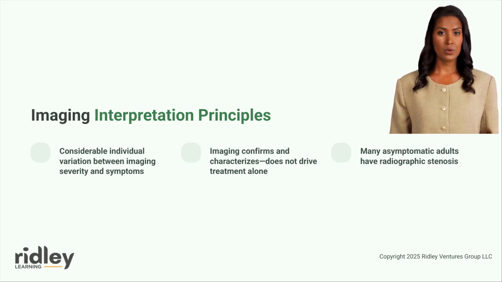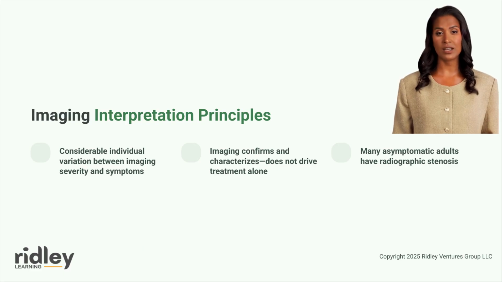The correlation between MRI findings and clinical symptoms has been examined in multicenter research. Altan and colleagues found that while severe central canal stenosis generally correlated with more pronounced clinical symptoms, considerable individual variation existed, and some patients with radiographically severe stenosis demonstrated relatively preserved function. This discordance reinforces the clinical principle that imaging findings should confirm and characterize stenosis identified through clinical assessment rather than drive diagnosis and treatment in isolation.